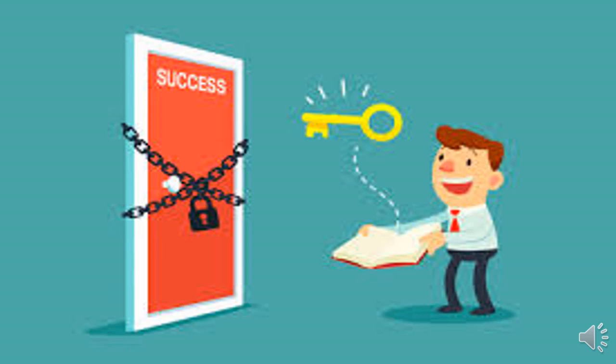Now here in this picture we can see the person with a book in his hand, and there is a key also, and the success which is locked, and the key is coming from the book only, and from that key we can open the lock and we can get the success. So it's only possible when we go through the books, and for that we have to do hard work, to get the knowledge from the book.